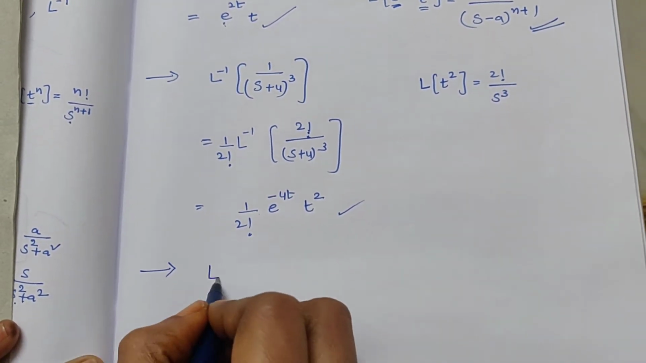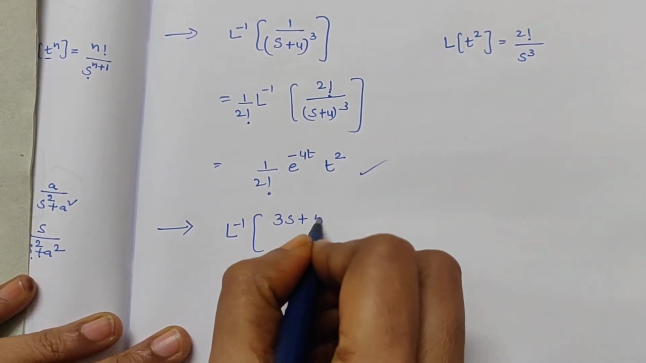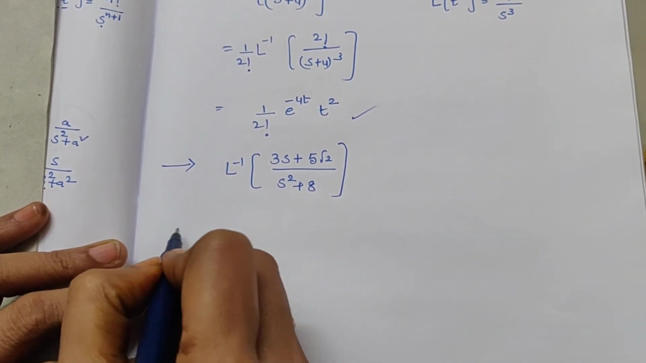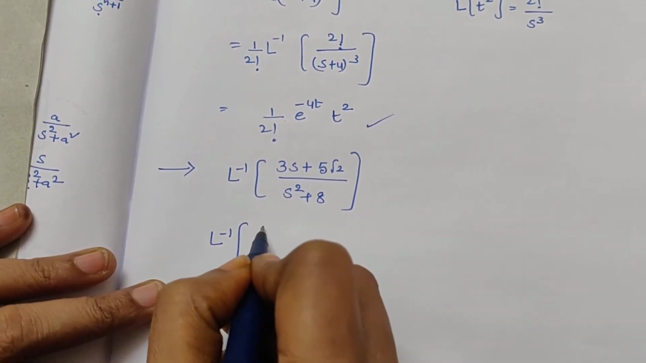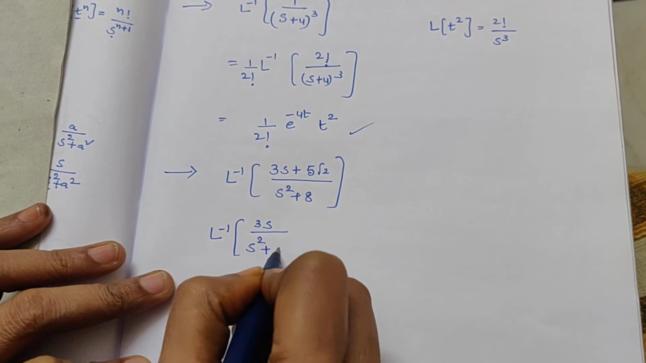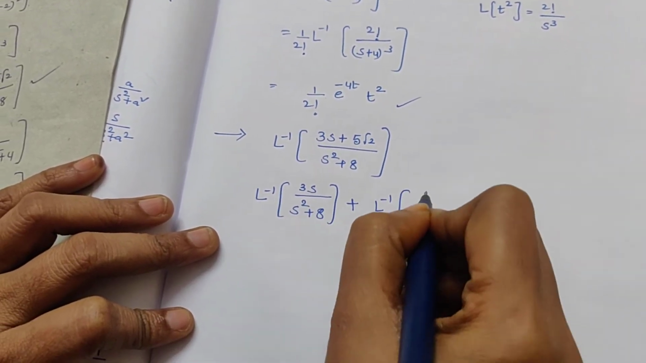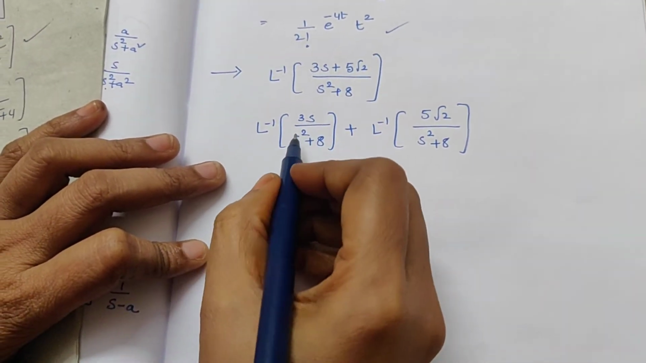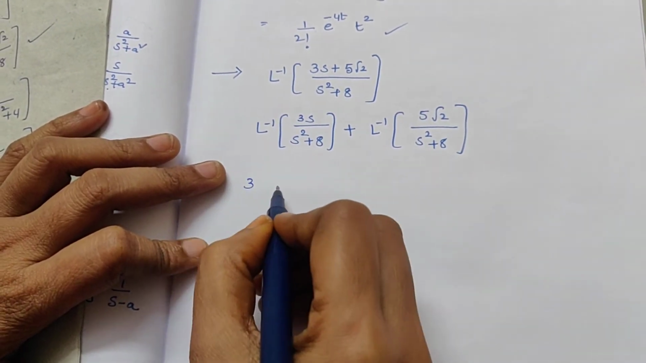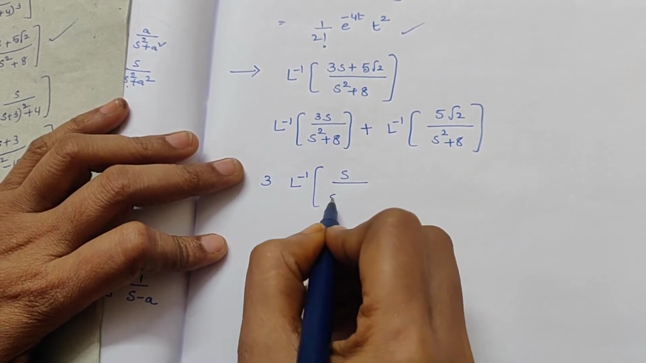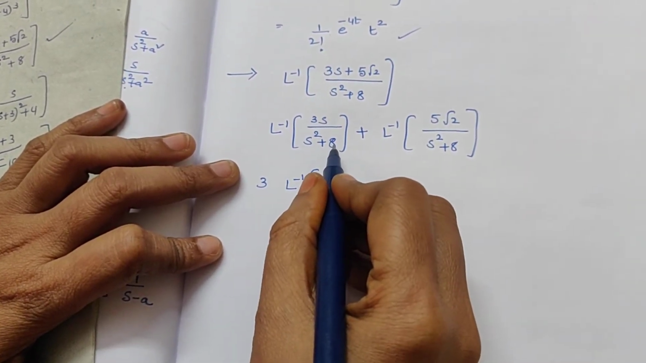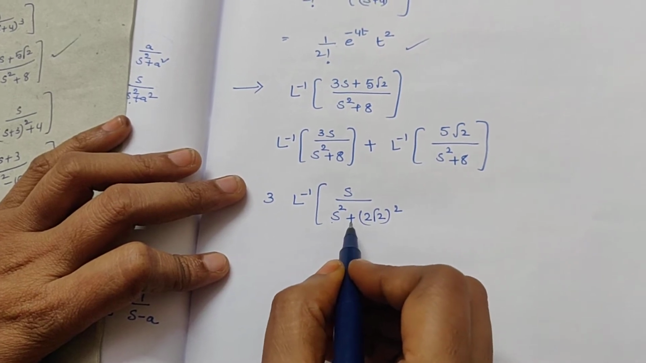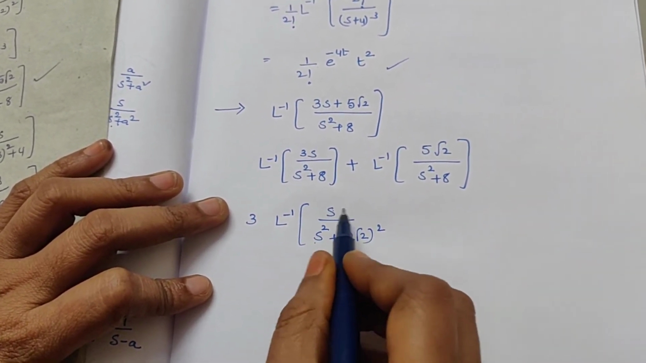The next problem is find L inverse of (3s plus 5 root 2) by (s square plus 8). To find this inverse Laplace transform, first by the linear property, L inverse of 3s by s square plus 8 plus L inverse of 5 root 2 by s square plus 8. Now you may write 3 outside of L inverse. So 3 into L inverse of s by s square plus a square. But how to write 8 as a perfect square? That is 2 root 2 whole square. So s by s square plus a square is the Laplace transform of cos at.